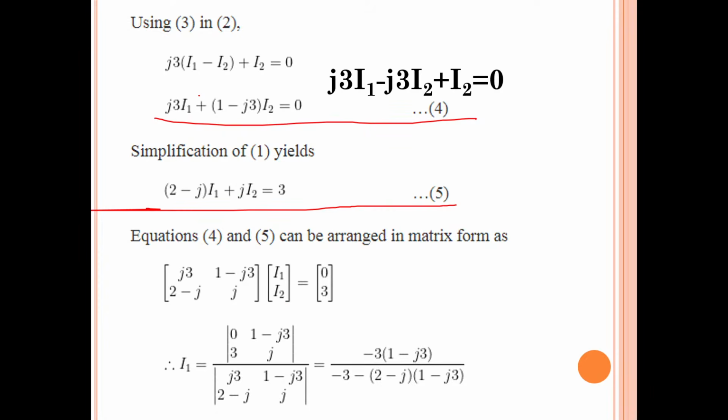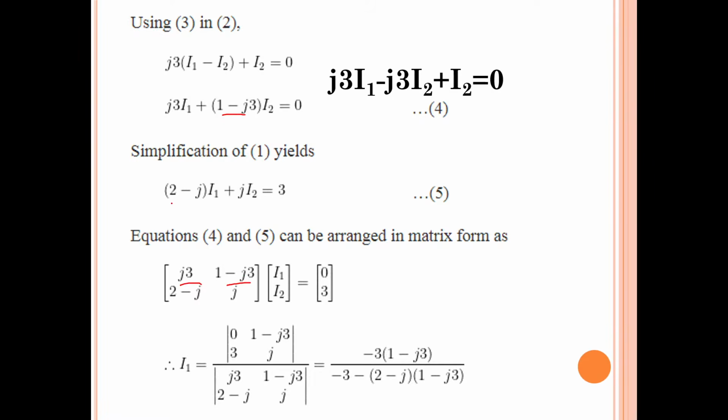You can see here variables are I1, I2, I1, I2. Write down the I1, I2 coefficients separately. So J3, minus 1 minus J3, 2 minus J. Okay, so their coefficients are I1 and I2. So on the right side equal to what? 0 and 3. 0, 3.